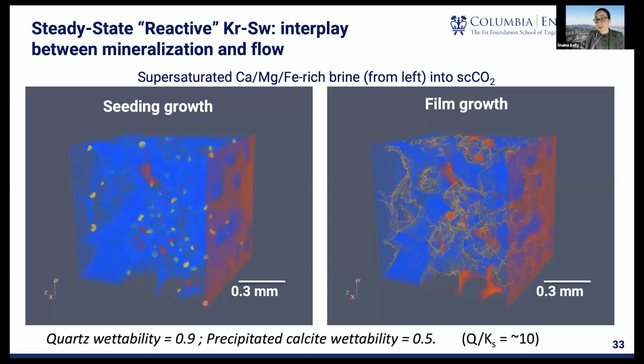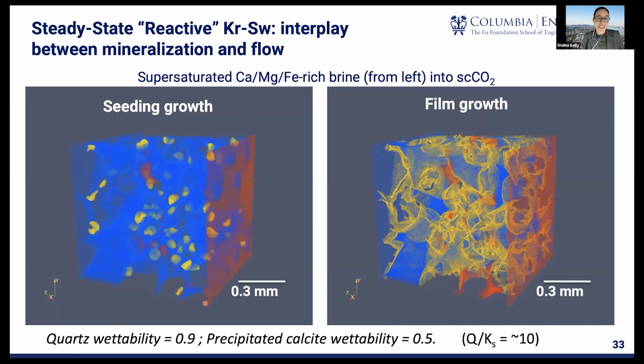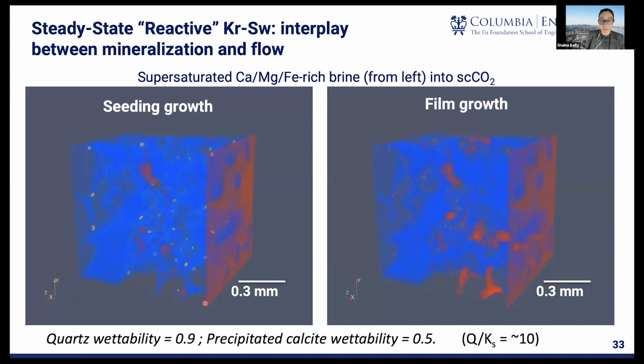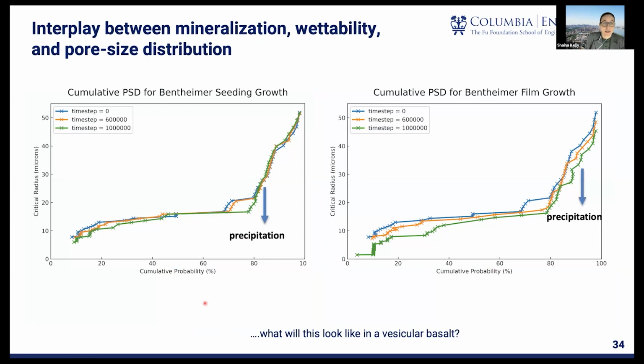That's another element of interest here: as you precipitate things, the surface chemistry is different, so you are potentially altering wettability as well. So for these, you can extract the change in pore size distribution, the interplay between pore size distribution, mineralization, and wettability. For the seeding growth, as you might expect, you just see a bump at some specific areas, which is where those nodules filled the pore space. For the film growth, more or less, the pore size distribution shifts.